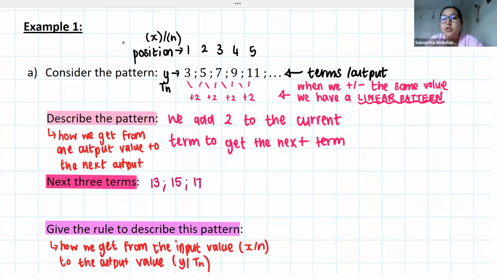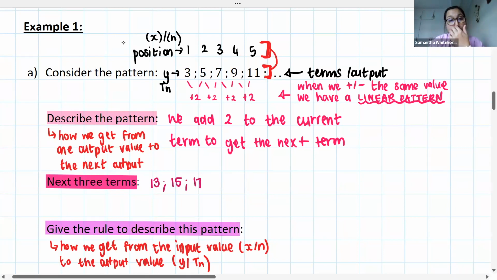Right, so this is a bit different to a description. It's not going to be as simple as just add to. We essentially now need to ask ourselves, how do I go from our input values to our output values? So how am I going from 1 to 3, from 2 to 5, from 3 to 7, 4 to 9, etc., etc.? Now there's a little trick that we can use.